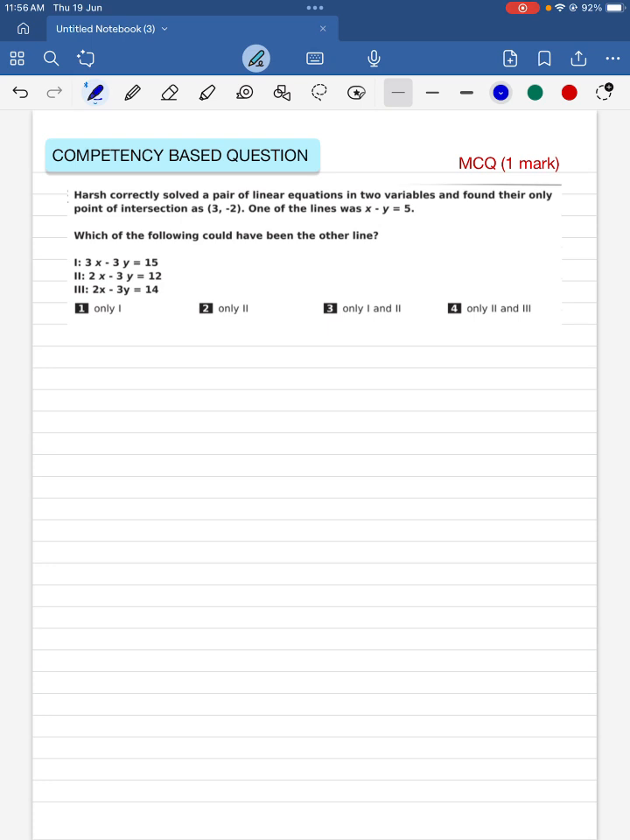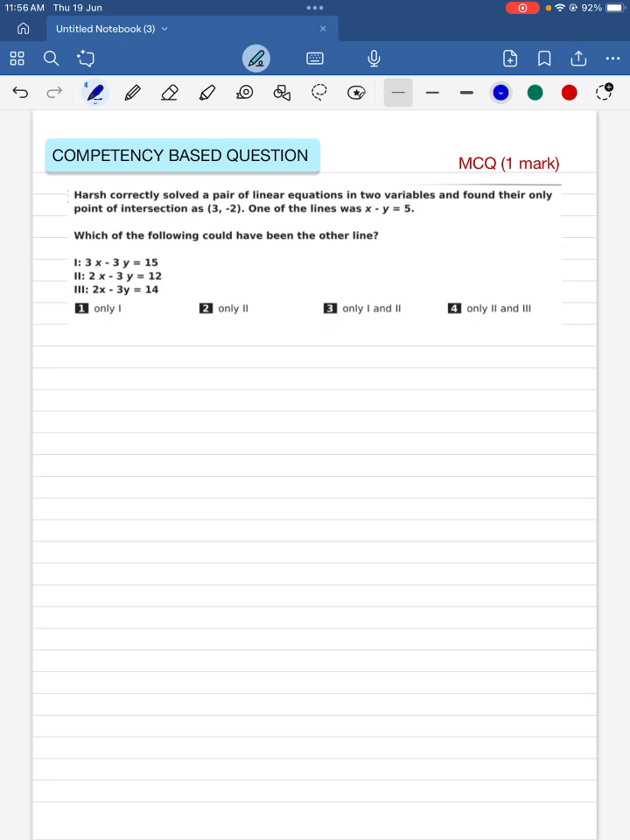They've given you three lines. One of it is 3x minus 3y equal to 15. The second line is 2x minus 3y equal to 12. Line 3 is 2x minus 3y equal to 14. And they've given you four options, which makes us want to check all the three lines, because the first option is only 1, second option is only 2, third option is 1 and 2, and the fourth option is 2 and 3. So we'll have to check if any of the lines would actually satisfy. So let's get to the question.